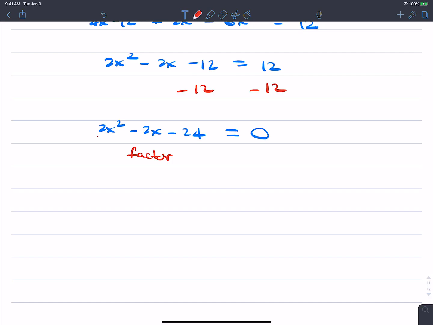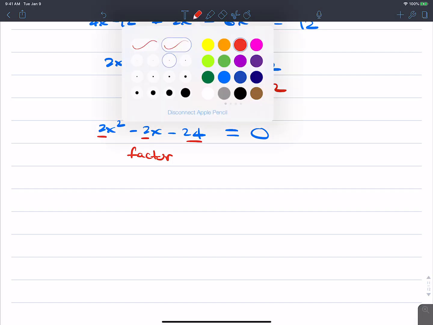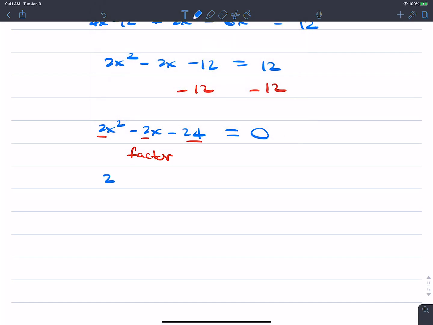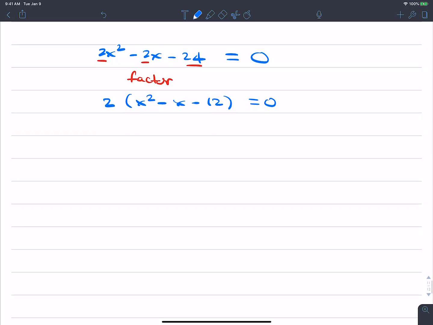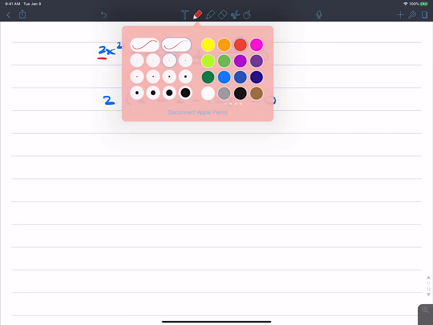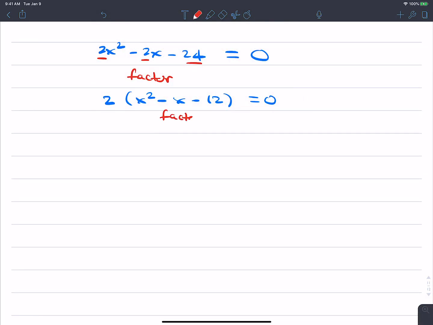So the GCF of 2, 2, and 24, isn't that going to be what number? This is 2. My quotient is x squared minus x minus 12 equals 0. So now we have to factor what we call the quotient. Remember this? This is the quotient, and this is the GCF, because we're factoring completely.